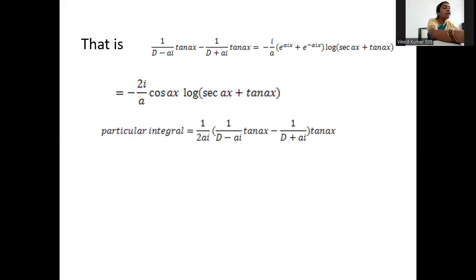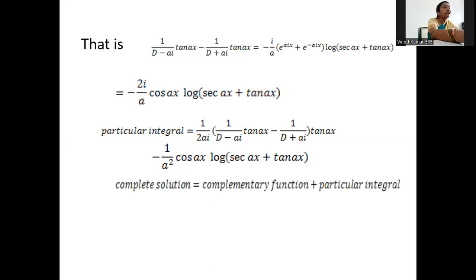Therefore, my particular integral, which is equal to 1 by 2ai into (1 by (d minus ai) on tan ax minus 1 by (d plus ai) on tan ax), is equal to 1 by 2ai into minus 2i by a cos ax into log secant ax plus tan ax. But on simplifying, this is equal to minus 1 by a square cos ax into log secant ax plus tan ax.